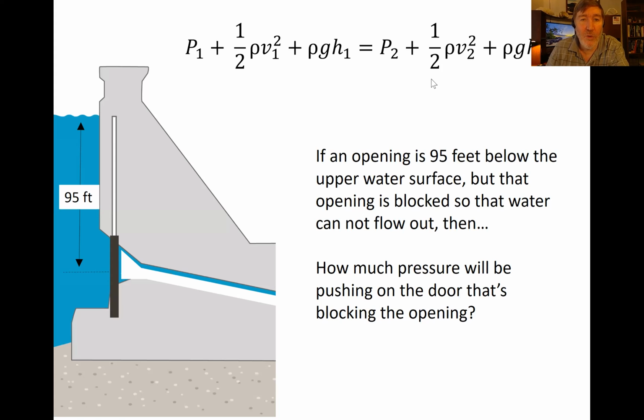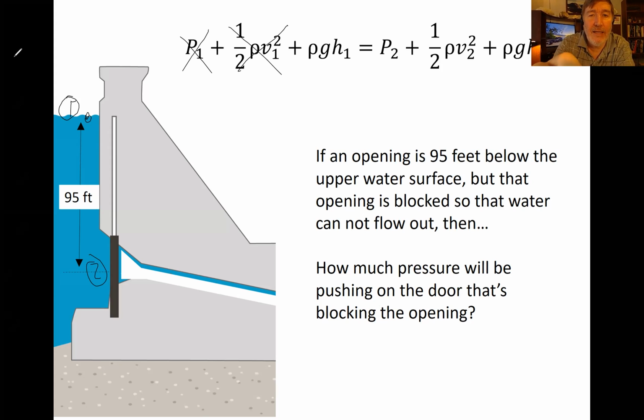Okay. So what do we do? Well, first thing you need to do is decide where is point number one and where is point number two. So let's say that point number one is up here at the top, point number two is down here at the bottom. All right, so notice that number one is open to the atmosphere. So that means the pressure there is 0. And at number one, the water is not moving, so the velocity is 0. But this guy is not going to go away. All the other things will, but that guy on that side is not going to go away.